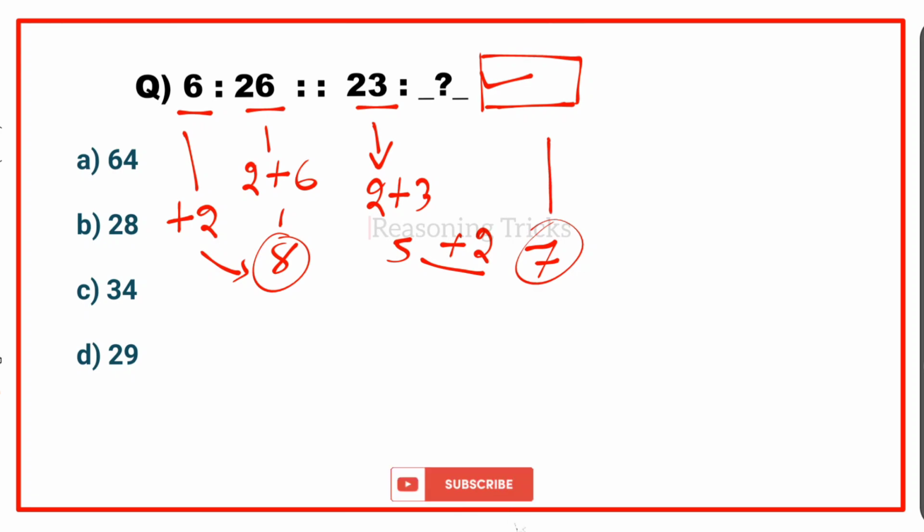Let's see all the options. In case of option A, 6 plus 4 equal to 10. Option B, 2 plus 8 is equal to 10. Option D, 2 plus 9 is equal to 11. So option C is right: 3 plus 4 is equal to 7.